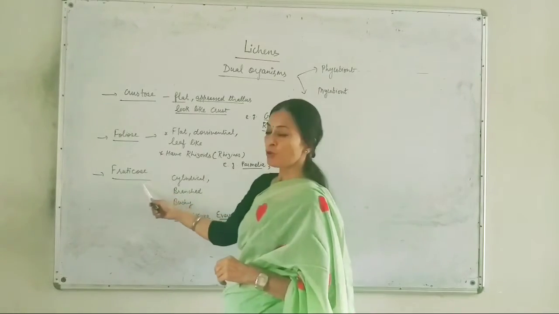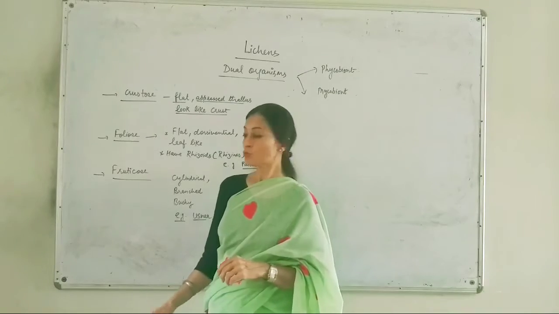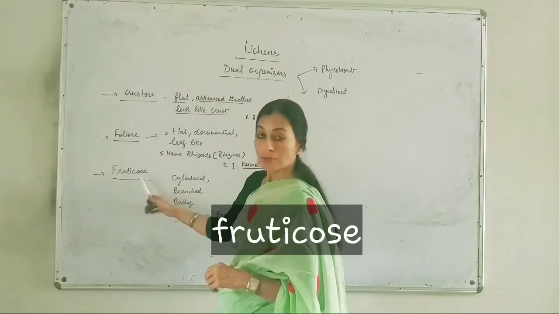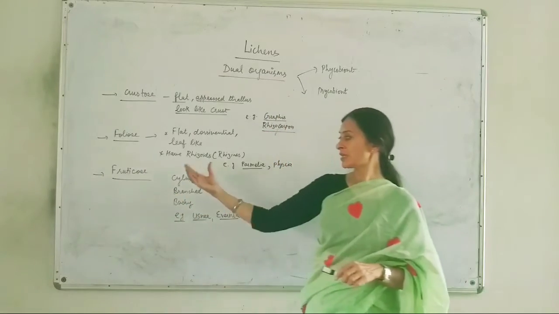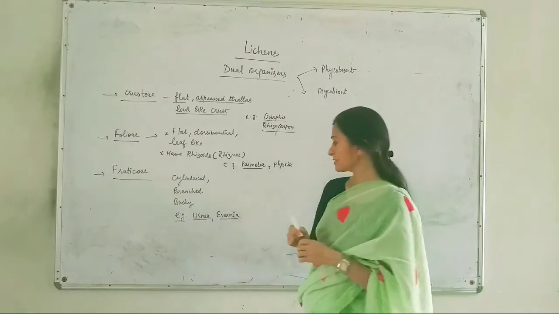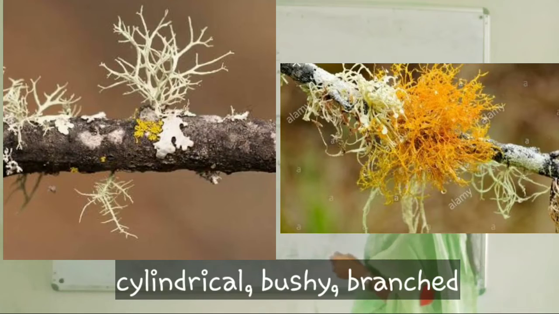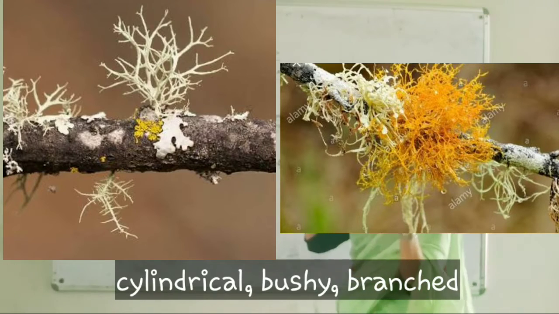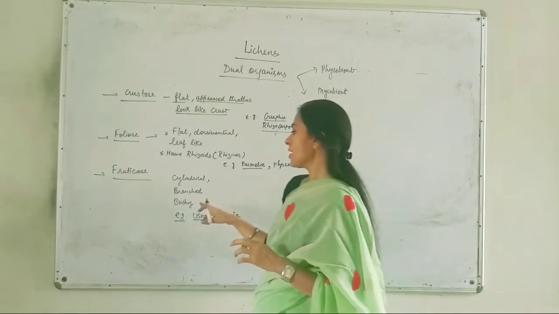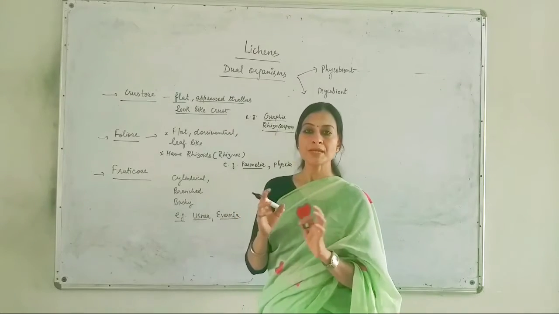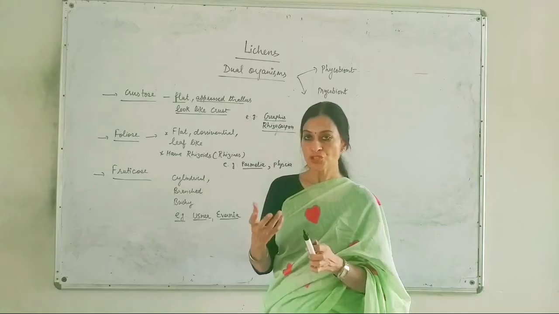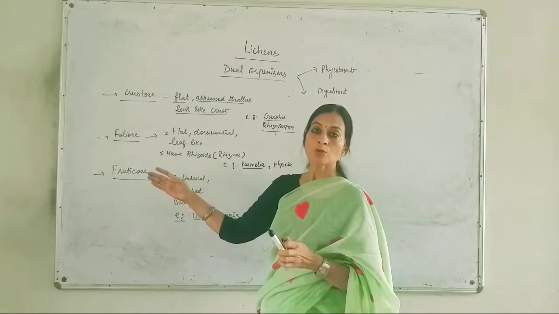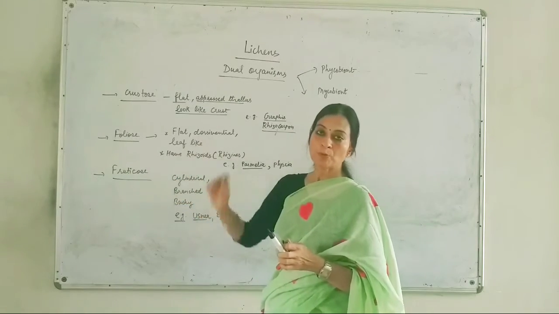The third type of lichen is fruticose. These fruticose lichens are cylindrical, meaning their body is hanging, branched, cylindrical, and bushy in nature. It gives them the appearance of a bush. That's why they are known as fruticose type of lichens.